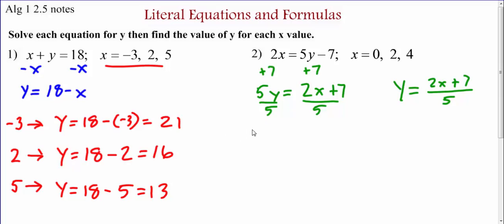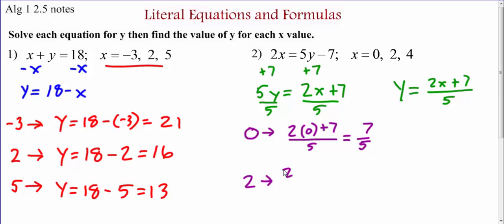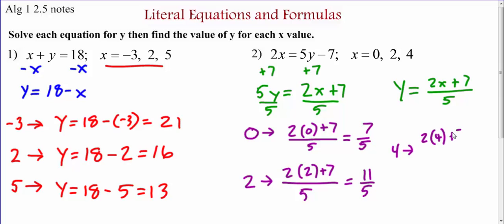So let's start by evaluating at 0. We would have 2 times 0 plus 7 divided by 5, and that is just simply 7/5. For 2, we'd plug in 2 for x, so we would take 2 times 2. We'd still add 7 and divide by 5. That's 4 plus 7 divided by 5, so that's 11/5. And then finally with 4, we'd have 2 times 4 plus 7 divided by 5. That's 8 plus 7, or 15/5, and that then would be 3.